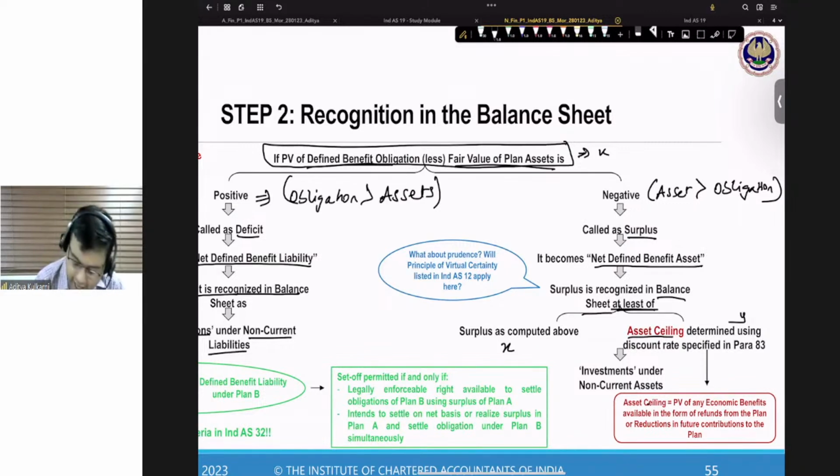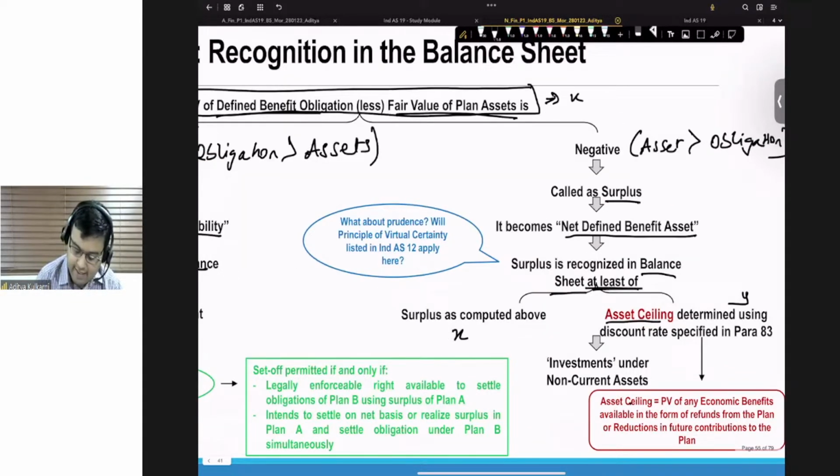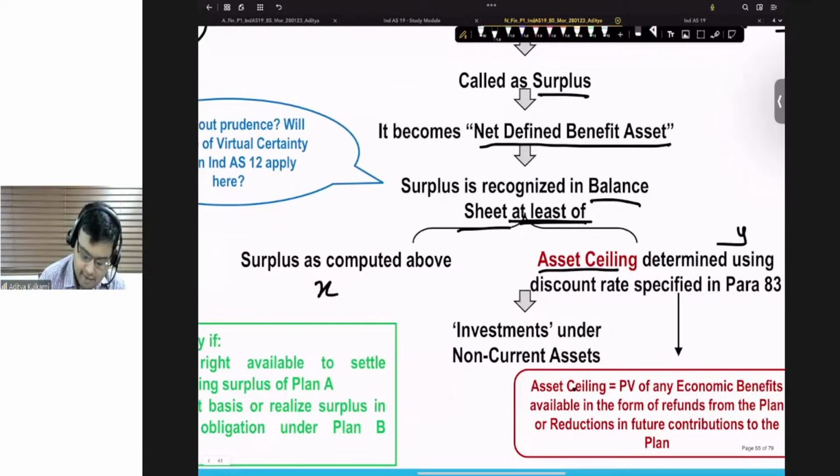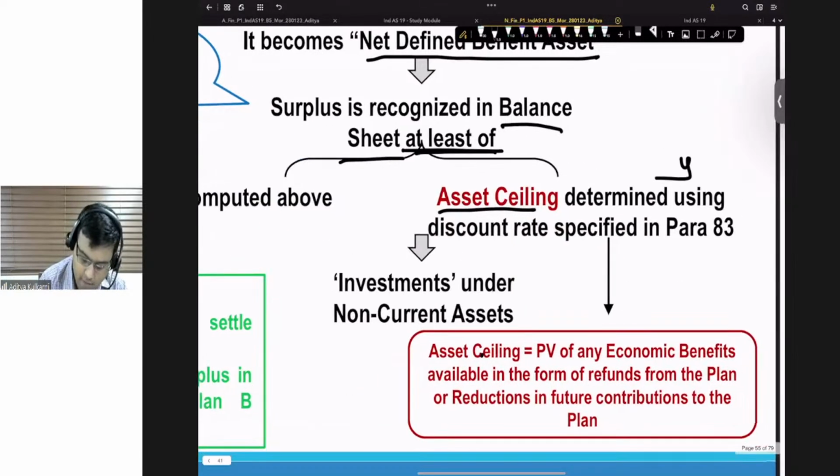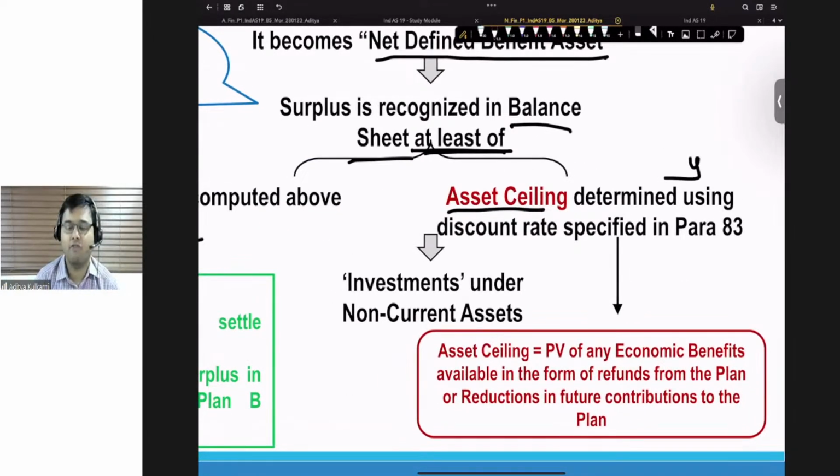What do you mean by asset ceiling? Asset ceiling is nothing but the present value of any economic benefits available in the form of refunds from the plan or reduction in future contributions to the plan. This we call asset ceiling.